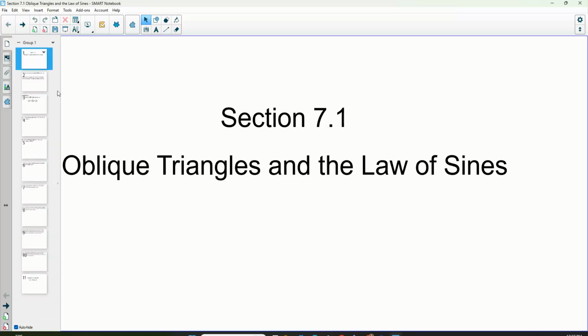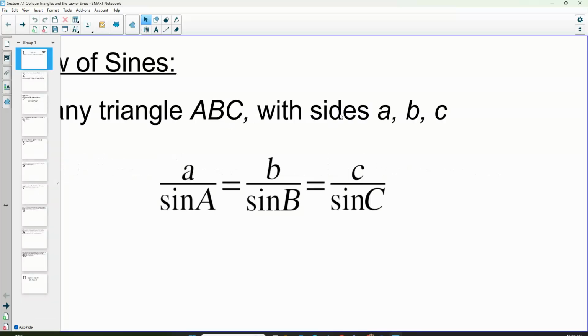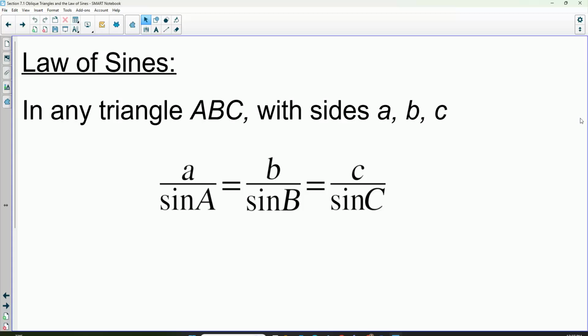And our option is what's called the law of sines. You do not have to memorize this. It would be on the formula sheet. But I want you to write this down and then we will talk about it. Just as a refresher, this is talking about any triangle. So it does work in a right triangle, but it doesn't have to be right.